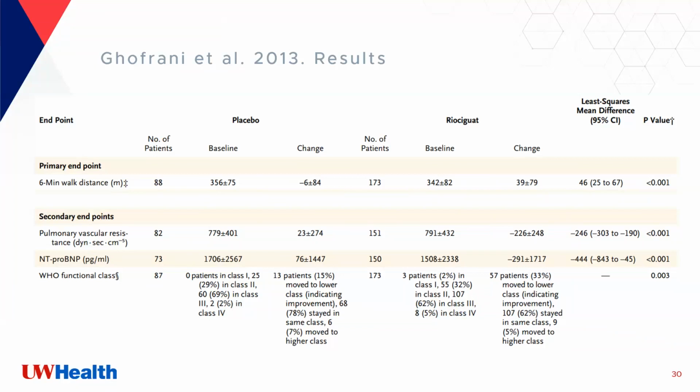So these results show that riociguat did show improvement for patients who took riociguat compared to patients who were taking placebo. Something important to know is that in this study, they excluded any patients who were taking any other pulmonary hypertension specific therapies. So this is monotherapy compared to placebo.